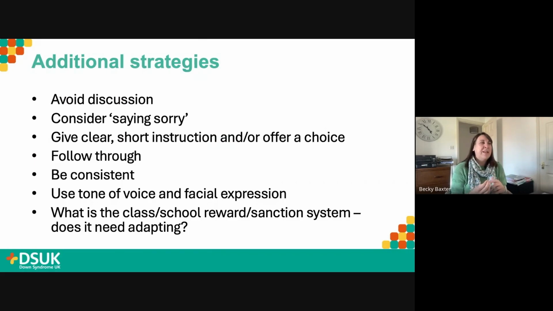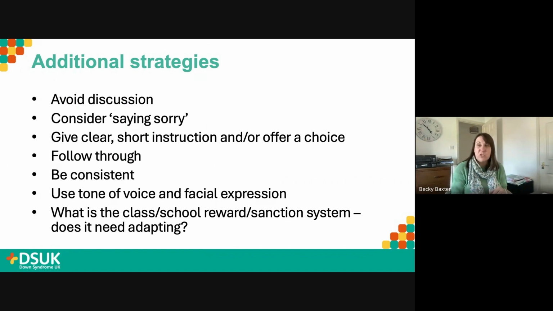I normally say, are we worried about saying sorry, or are we worried about stopping the behaviour? I think parents would be happier if their child came home not with their hair pulled 3 times versus hair pulled and said sorry to 3 times. Give clear, short instructions and or offer a choice. Make sure that you're using language that is accessible. And if you can offer a choice, it's really, really powerful.